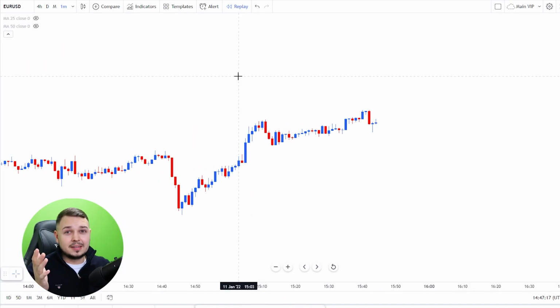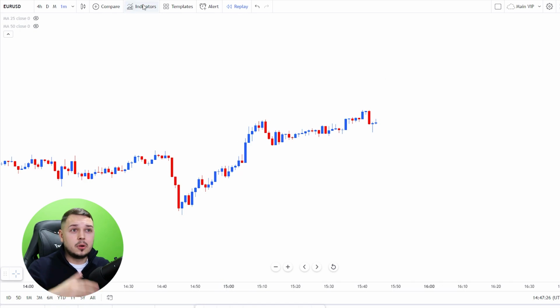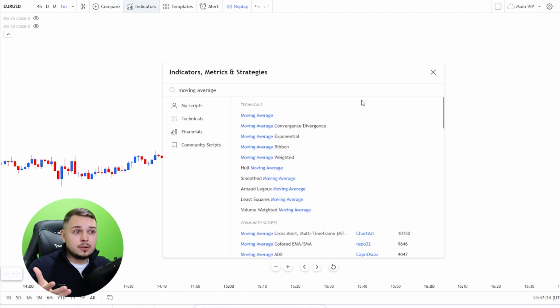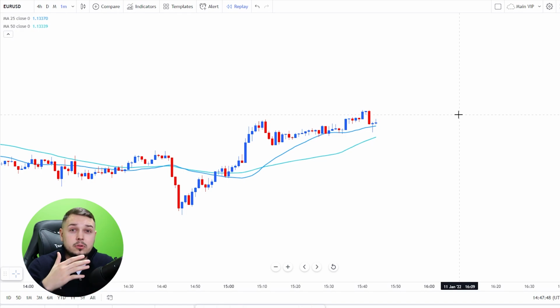Right, so the second indicator, and probably my favorite, is the simple moving average. Go inside the indicators tab and type in moving average. Under technicals, it will be moving average, double click on it and close off this screen. Now you should have two lines on it. Make sure to change the values to 25 and 50.